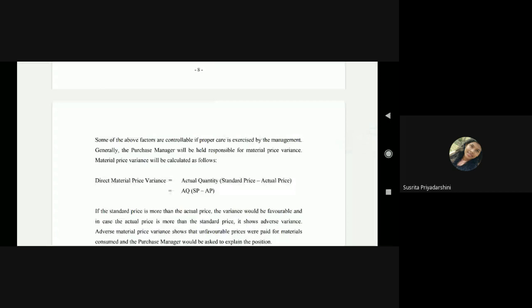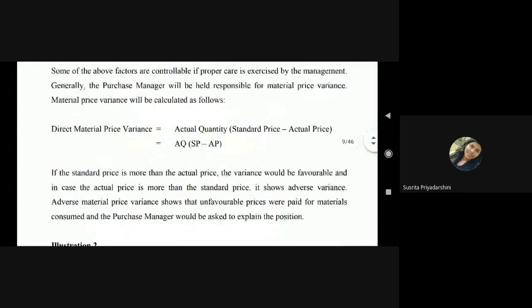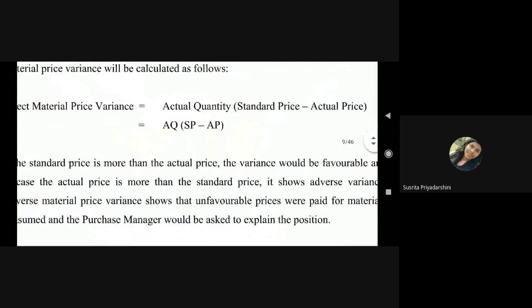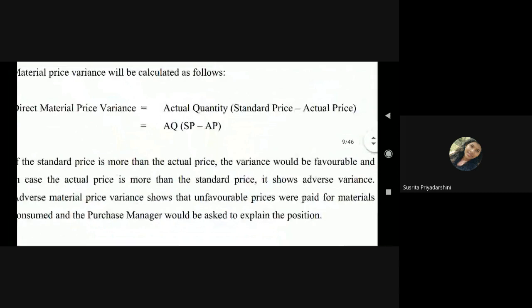Next आ गया क्या, so how to measure that one? So for measuring that one, this is the formula. You can see this is the formula. So material price variance is equal to actual quantity multiplied by standard price minus actual price. So AQ multiplied by SP minus AP. So here this actual quantity is given in the question. You only have to find out what is the standard price per unit and actual price per unit. Then multiply with the actual quantity, you will get the material price variance.